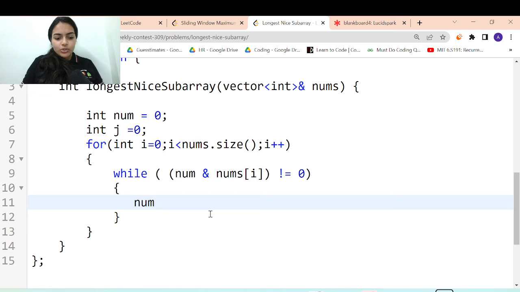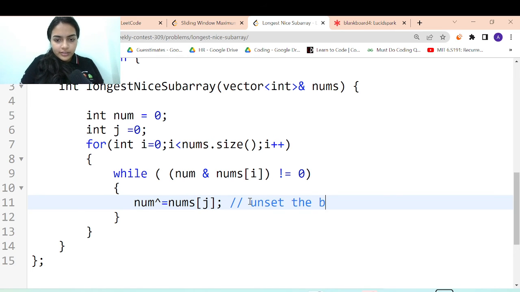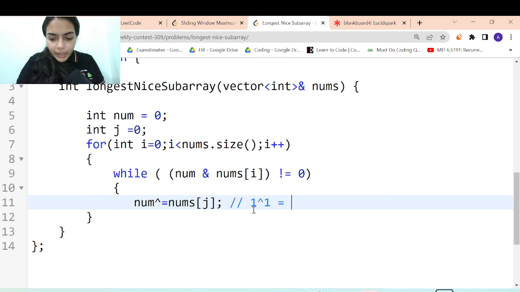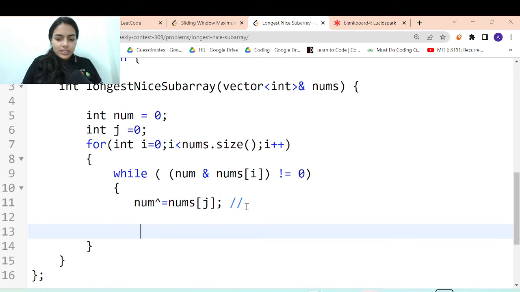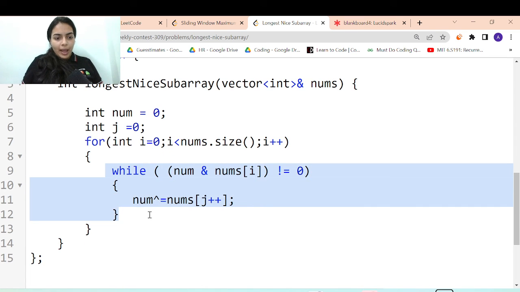How can you remove numbers from the back side? Very simple, just do XOR as discussed. Num XOR with nums of j. So this will unset the bits set by nums of j, because whenever the bits are the same, 1 XOR 1 will become equal to 0. So whatever bits were set, that will become unset. So this is a simple condition. And now you can also increase your j.